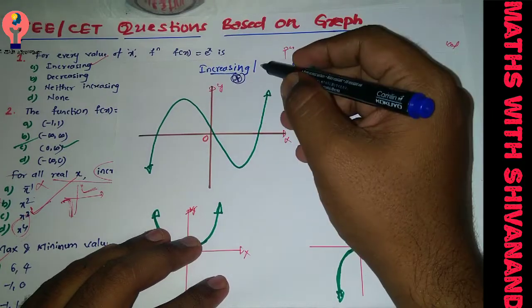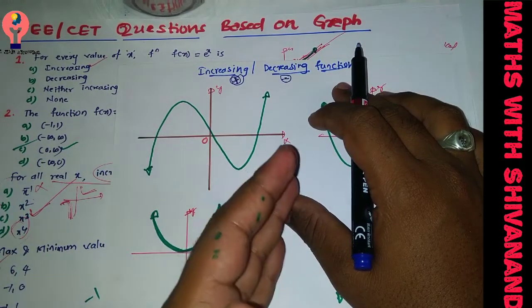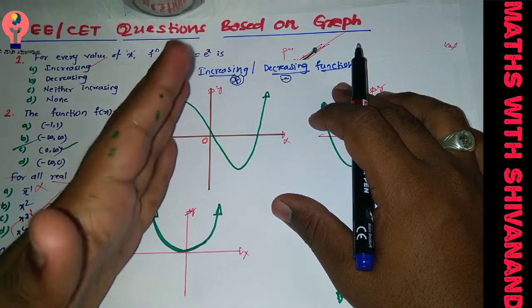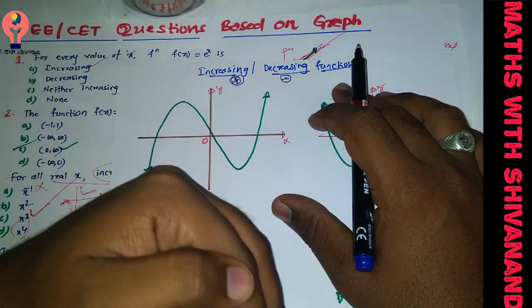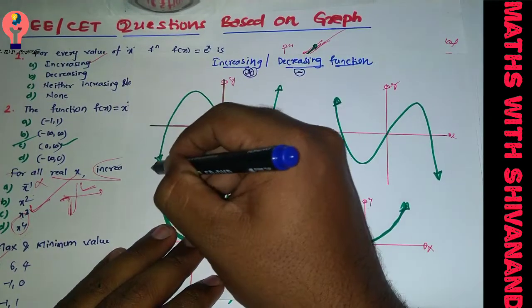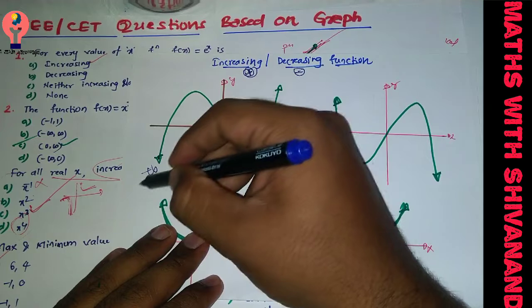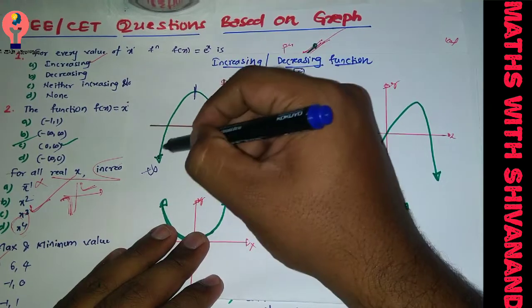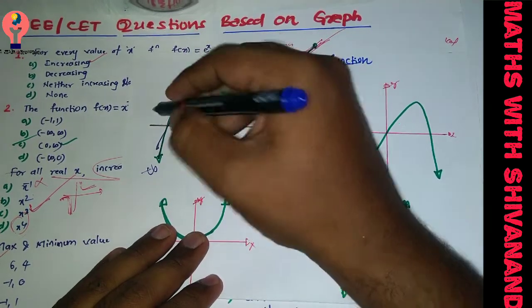Whenever you are checking increasing and decreasing functions, you check the behavior from left to right. If you feel like you are climbing up, it is a positive slope, an increasing function. If you feel like you are getting down, it is a negative slope, a decreasing function. Check from here to here, from left to right on this curve. From minus infinity to this point, you are feeling like you are going up, so it is a positive slope.